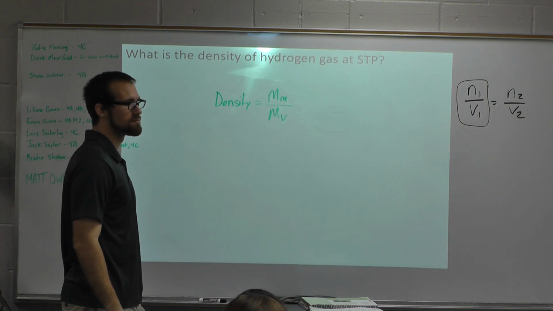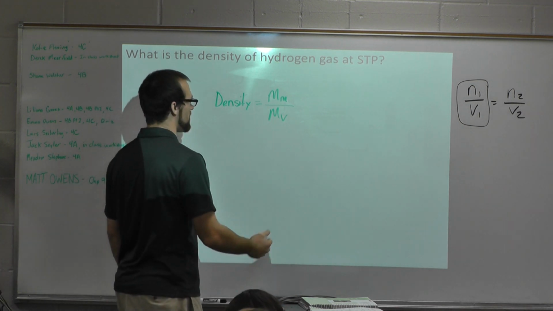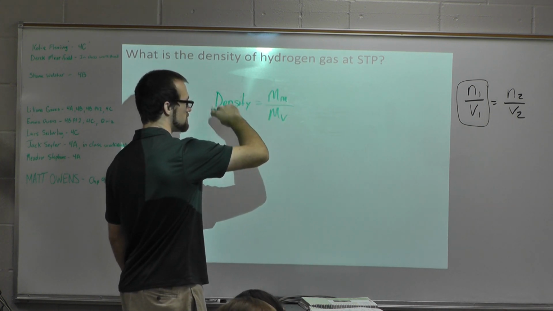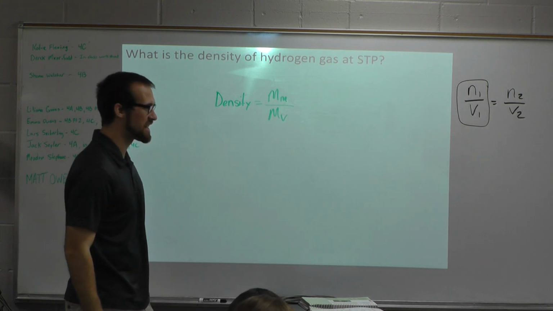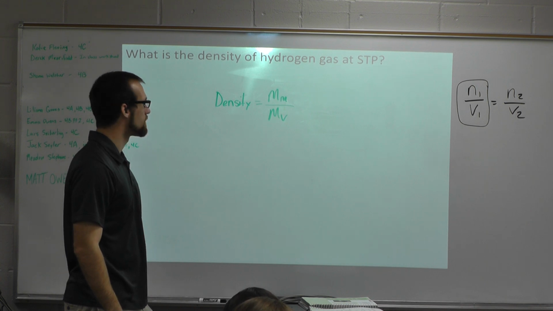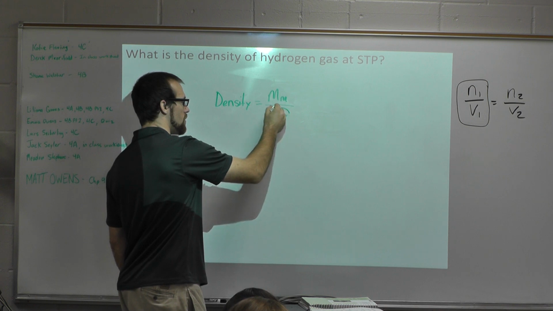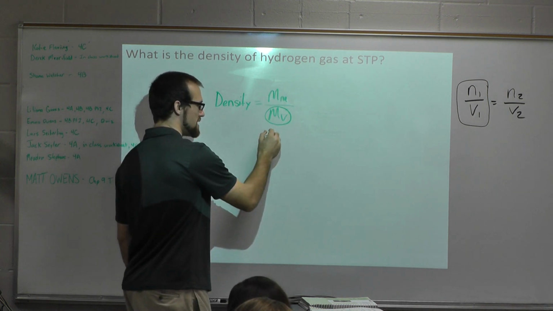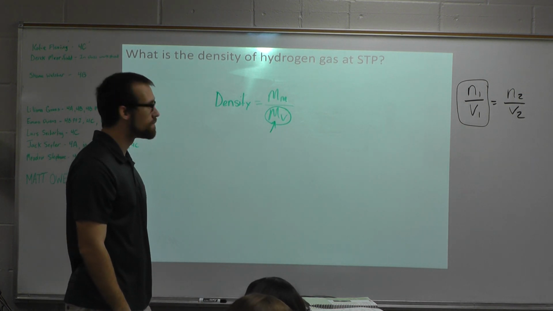Because we don't know any other number for anything else besides this. Okay, so what would STP tell us? 273 and 1. Yeah, but we don't need either of those two things for this equation. What does that give us up here? It gives us hydrogen's grams on top, and the bottom denominator is going to be however many moles. The fact that it's STP tells us that that is 22.4, and you know it's 1 mole.